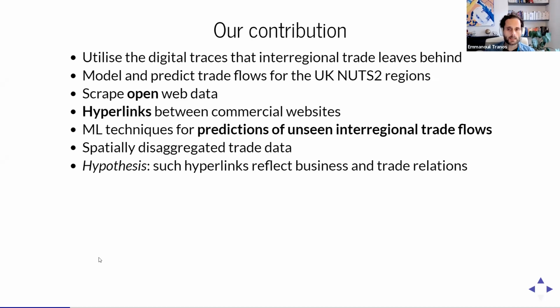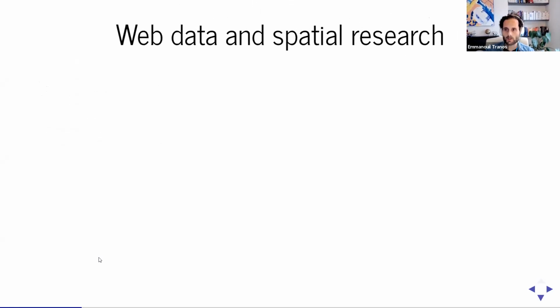We are doing this by utilizing hyperlinks between commercial websites. We use some standard machine learning techniques to make predictions of unseen trade flows in the UK. And we were also able to further disaggregate our results. And I'll explain to you what I mean.